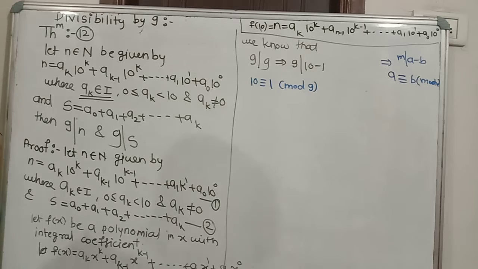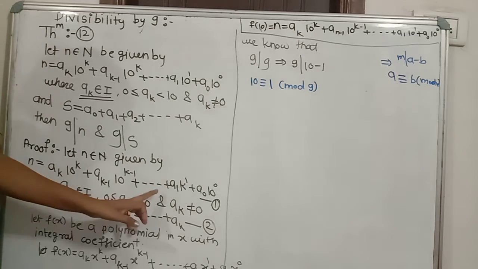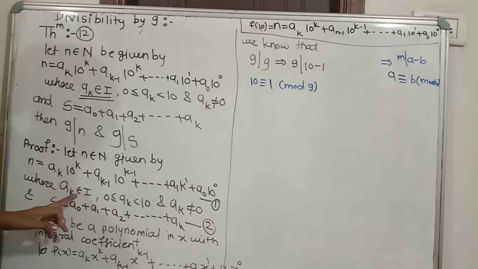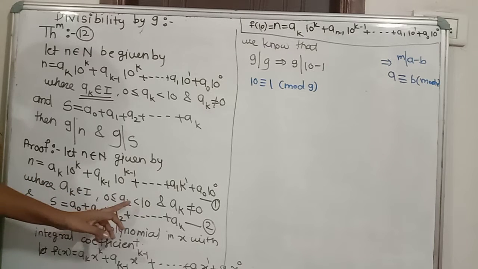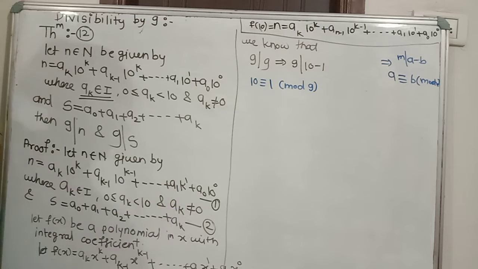In the proof we write, let n belong to N, and we write the value of n as given. Also a_k is defined as an integer, a_k lies between 0 and 10 and is non-zero, and s is a_0 plus a_1 plus a_2 and so on up to a_k. So this is the given part, and all of you know about f of x.